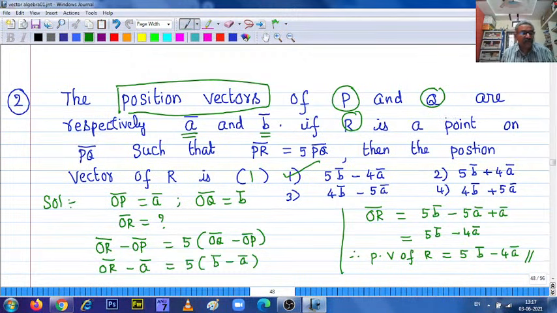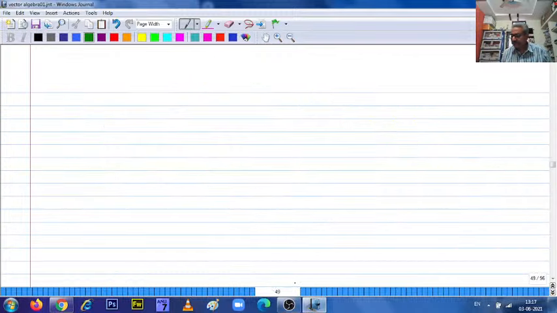Okay, understood now this question. Let us move to the third question now. Yes, exactly correct. So now the third question.